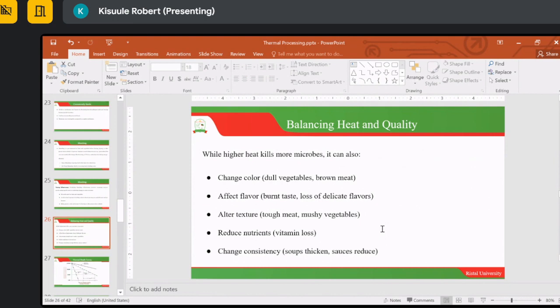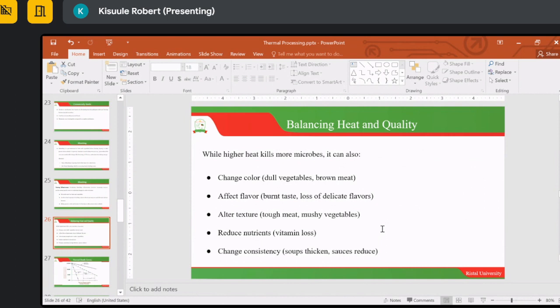Also, we are looking at the sensory qualities of food, such as texture, and the nutrient or vitamin loss that could happen. But also, when blanching is done, we tend to look at thickening of soups and sauces, and this reduces the readiness of those particular foods.